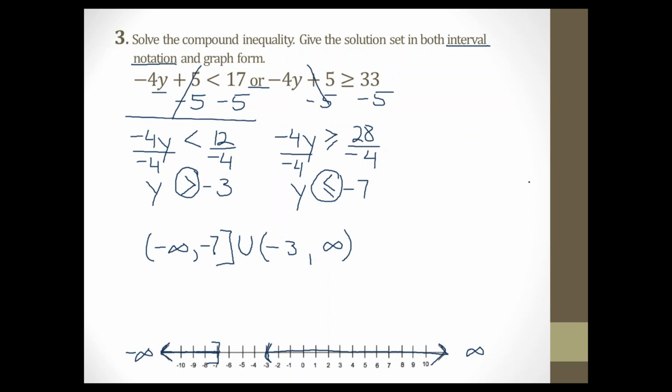Alright, let's move on to question number 4, if there are no hands up or questions. Give me just a second because I'm still by myself. No hands up, okay. Let's go to number 4.